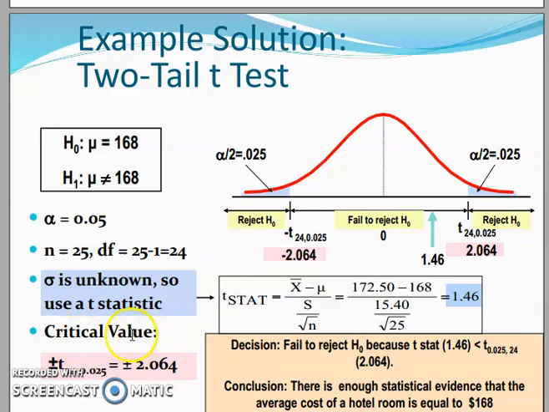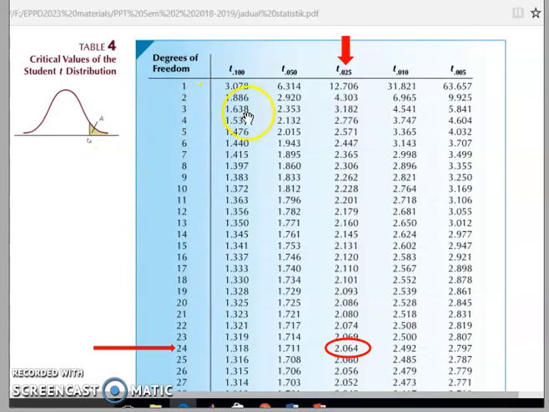So this is the test statistic, and we need to compare it with the critical value. The critical value is from the t table, the t distribution table. Here we are looking at t with degrees of freedom and alpha over 2, because it's a two-tailed test, so we need to divide alpha by 2. 0.05 divided by 2 is 0.025. So 24, 0.025. From the t table, we found it is 2.064.